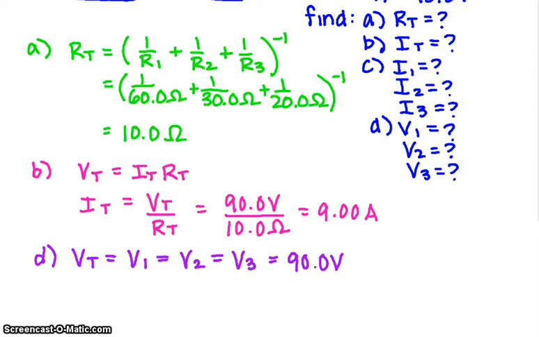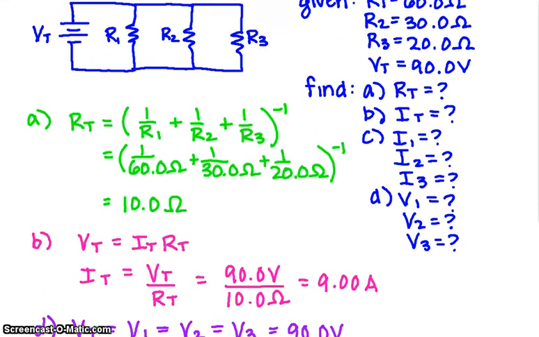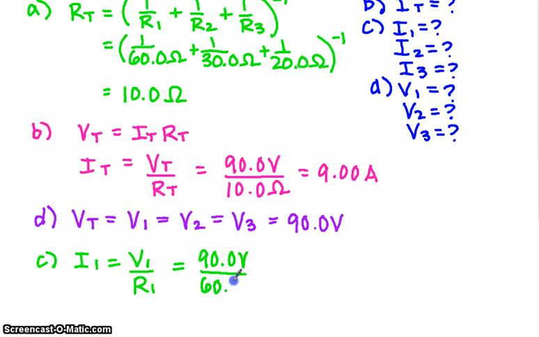And what that allows us to do is solve for part C. If we want to know I1, we need to know V1 and R1. We can't combine total resistances with current ones. All our subscripts have to be the same. So V1 was 90, R1 was given to us as 60 ohms. So we divide that out and we get 1.50 amps.